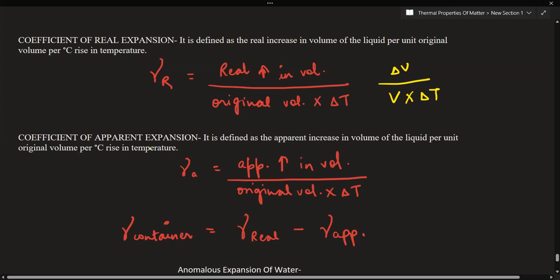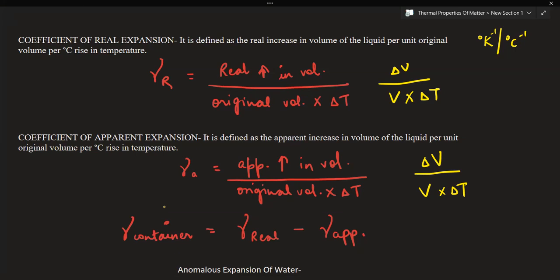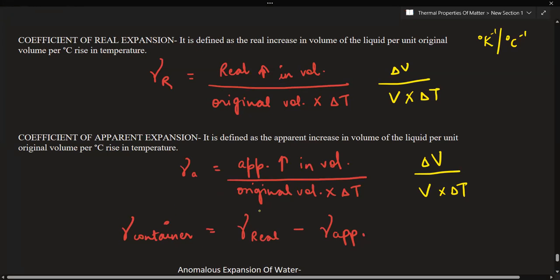Similarly, we have the coefficient of apparent expansion, which is the apparent increase in volume divided by the original volume times the change in temperature. This is how we used to write it for the previous cubical expansion. So the volume's unit will get cancelled, and again the unit of gamma will be Kelvin inverse or per degree Celsius inverse. And delta V is equal to delta V real minus delta V apparent. If you cancel all the terms, you will get gamma container is equal to gamma real minus gamma apparent.